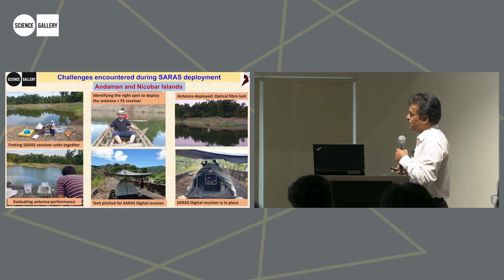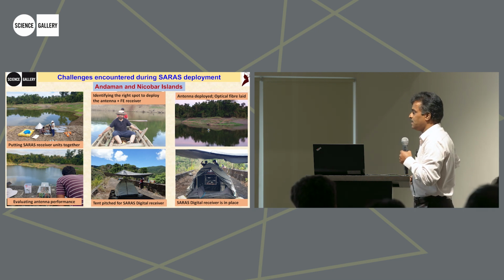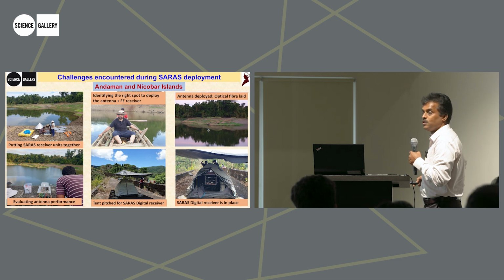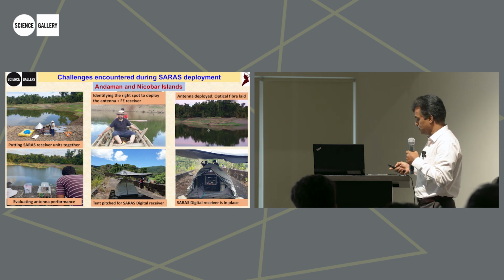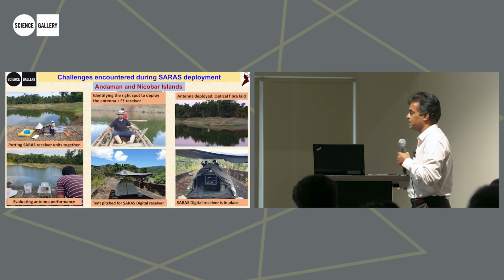The antenna collects this electromagnetic signal and converts it to an electrical signal, and then there is an analog receiver which amplifies and does signal conditioning. Then there is this fiber which brings the signal over to the digital backend unit, which is on the shore, about 125 or 150 meters from the antenna.